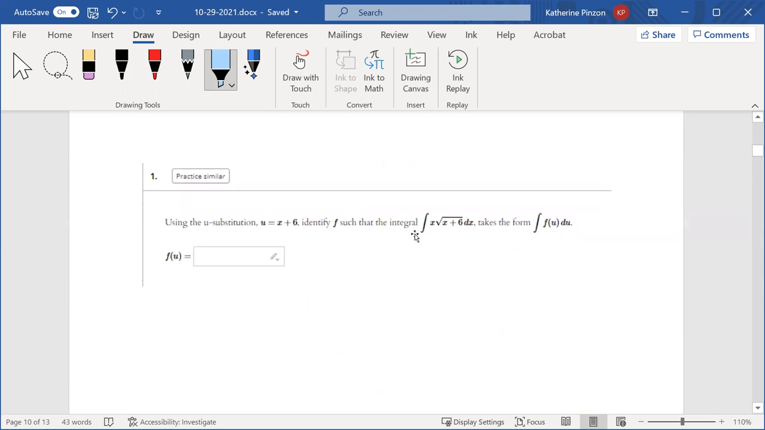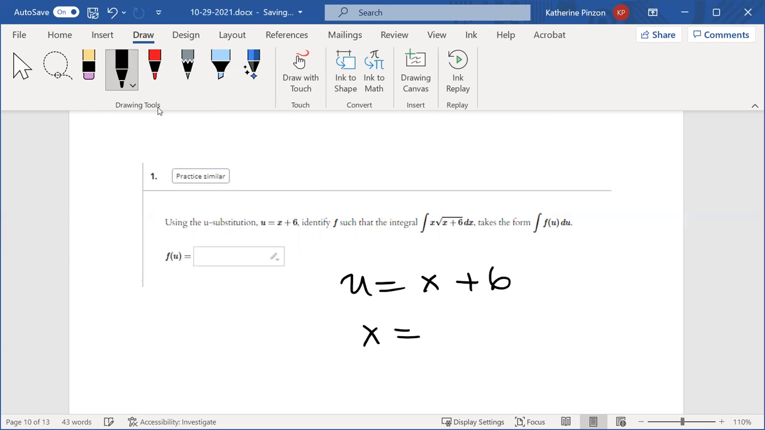One, using the substitution u equals x plus 6, identify f such that the integral takes the form square root. Hey Jake, remember the one that you guys did on the board on Wednesday or Monday? What day did we do the board from? Wednesday. Remember the one you did on the board on Wednesday, where you had to do u equals, u is x plus 6.